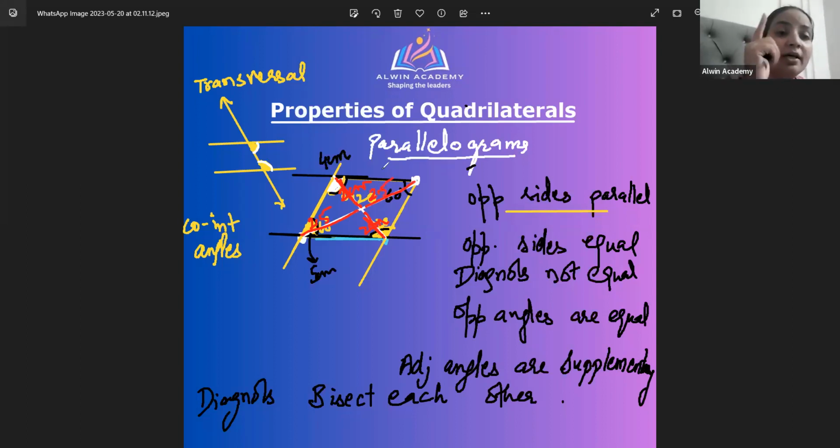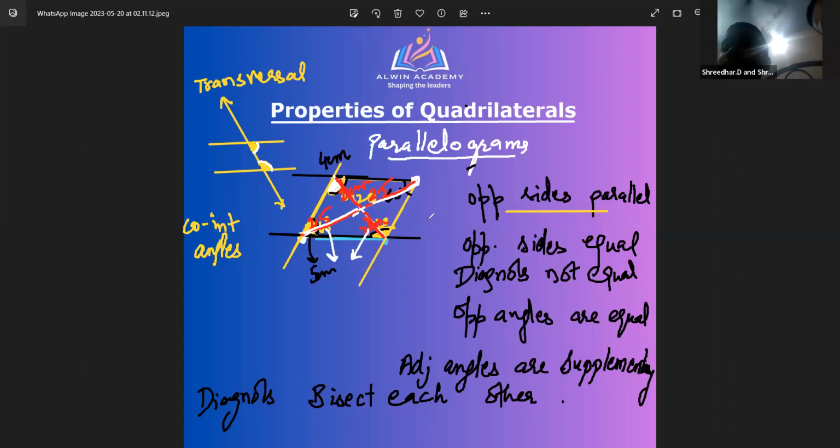Keep it in mind that diagonals are not equal. Diagonals are never equal. But when you cut them into halves, the two halves of each diagonal are equal. Also keep it in mind that this 2.5 and this 2 are never equal in a parallelogram. But the halves of the same diagonal, 2.5 and 2.5, will be equal. Got it?